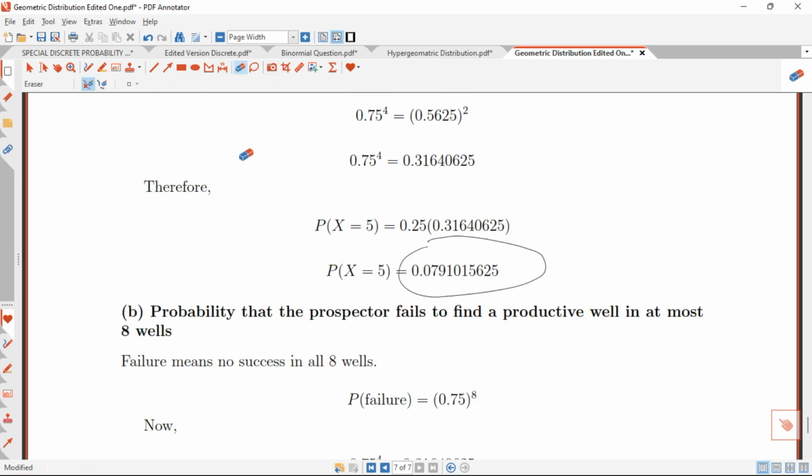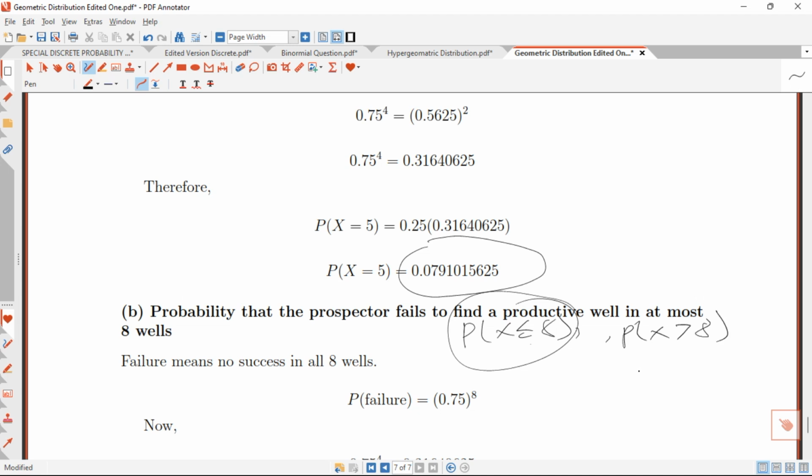And then this last question is tricky. It asks for the probability that the prospector fails to find a productive hole in at most 8 holes. Failure means no success in all the 8 holes, so for at most, X is less than or equal to 8, which is a failure. For us to get a success, it must be the opposite of this, and the opposite gives the probability that X is greater than 8.